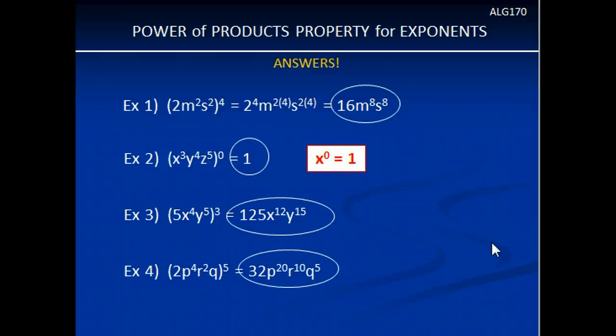Okay, here are the answers, and example 2 was a little bit of a trick. It was everything to the 0 power, which makes it a simple 1. I hope you got them all right. If you have any further questions, please see me in class.